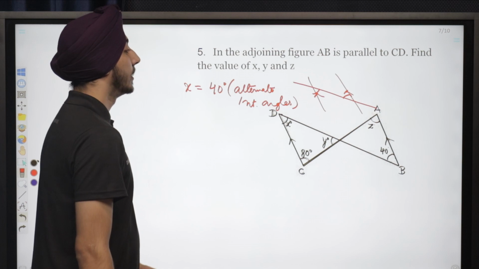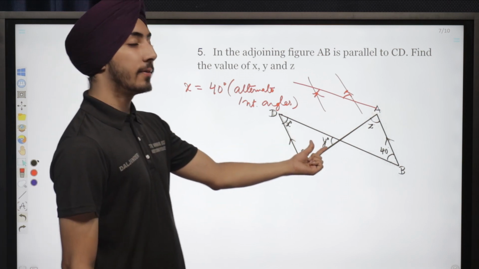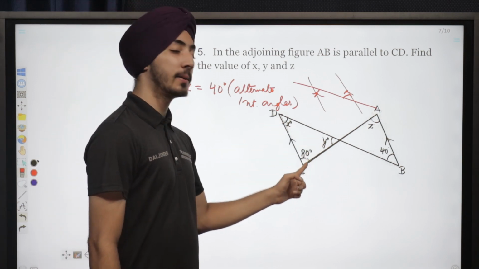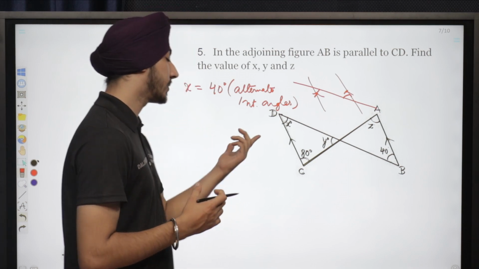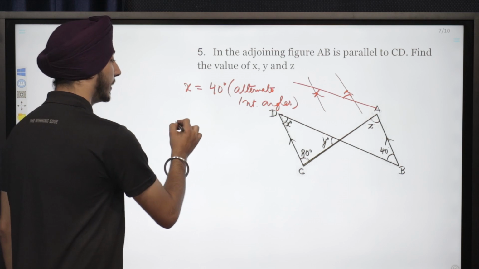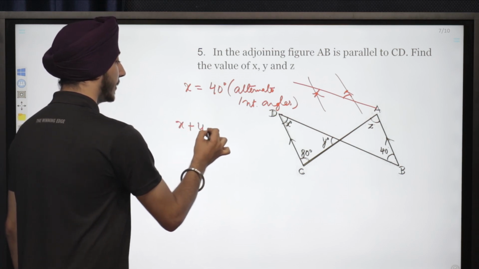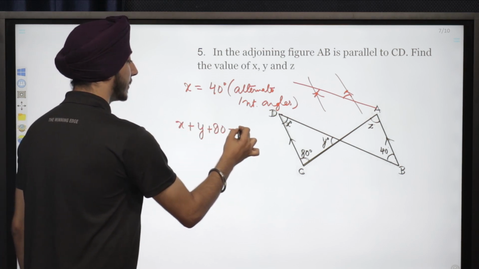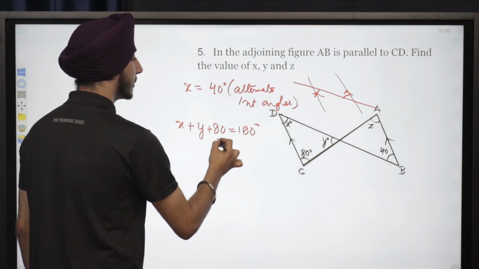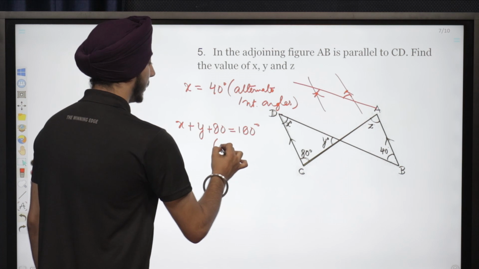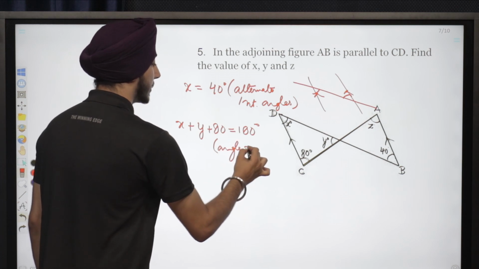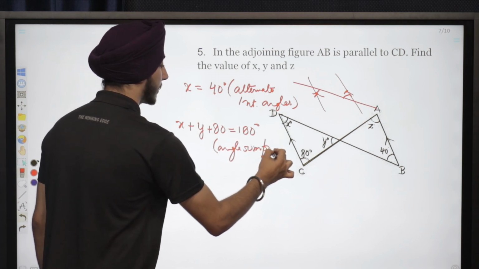Alright. Now, then you have to find out the value of y. Very simply, x plus y plus 80 will give you 180 degree because of the angle sum property of a triangle, that the sum of all the angles is 180 degree. So we'll write down x plus y plus 80 equals to 180 degree. Then again in the bracket you have to write down the reasoning. Reasoning carries marks as I've already repeated. And here you will write down angle sum property of a triangle.